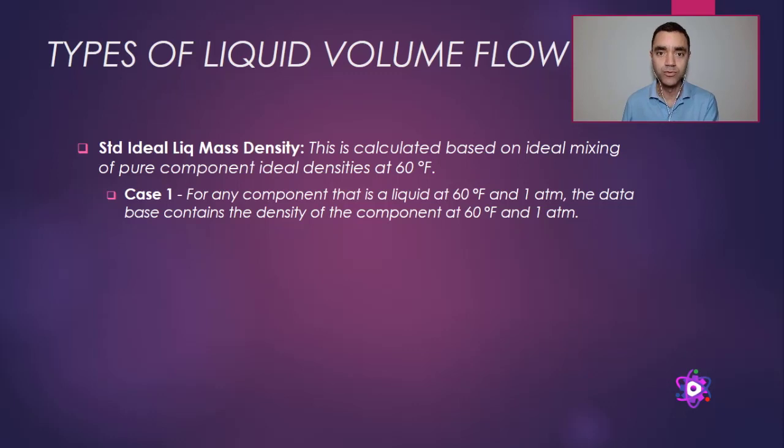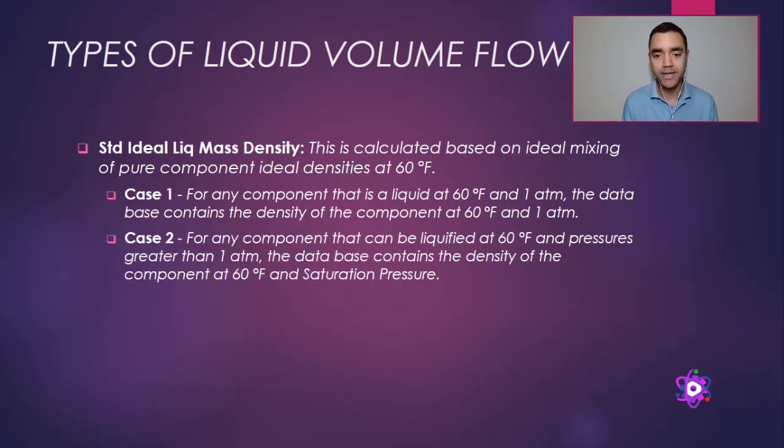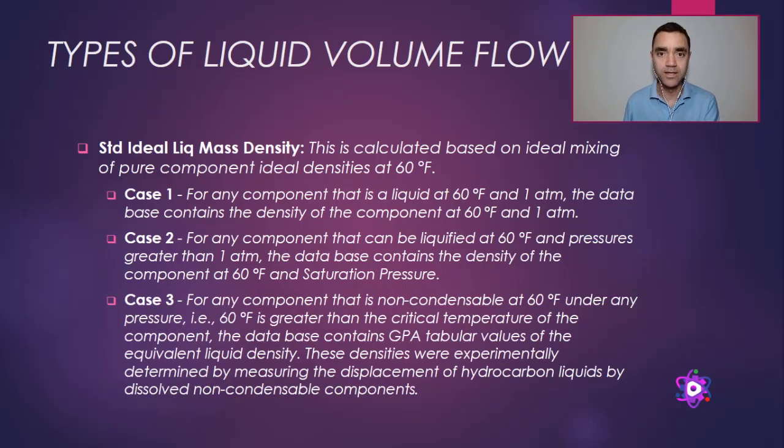Aspen Hysys will use a data if the component can be liquefied at 60 Fahrenheit, but at a pressure above 1 atm, it will use the saturation pressure, so it will be another reference for mass density. And if the conditions do not apply to case 1 and case 2, Aspen Hysys will use information from GPA. And that can lead to very different results when you are performing your process simulation.